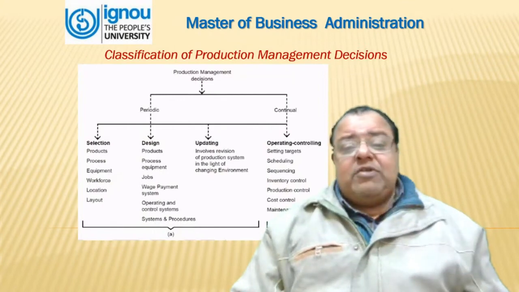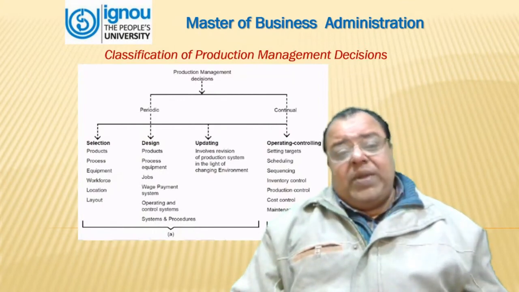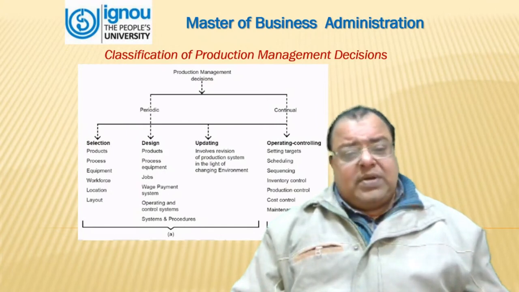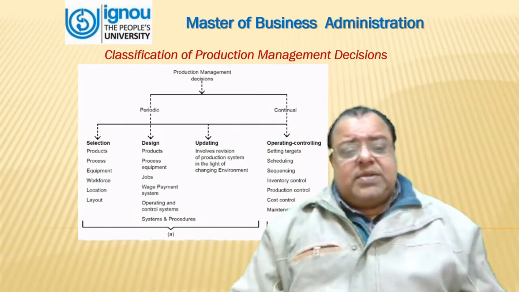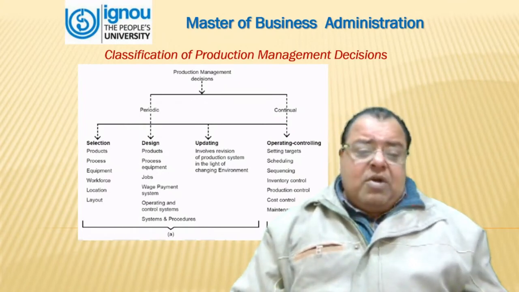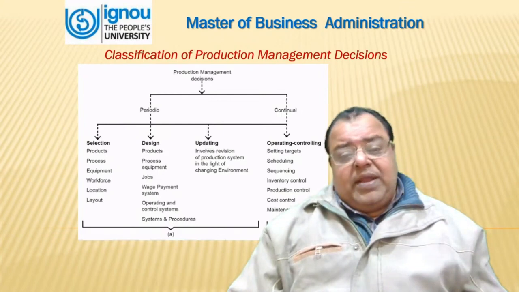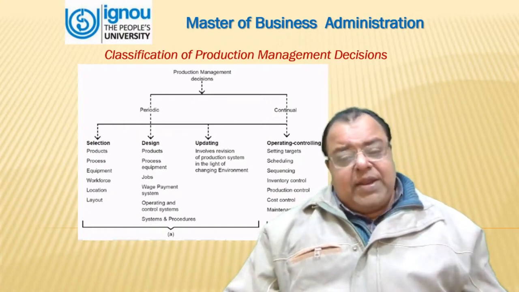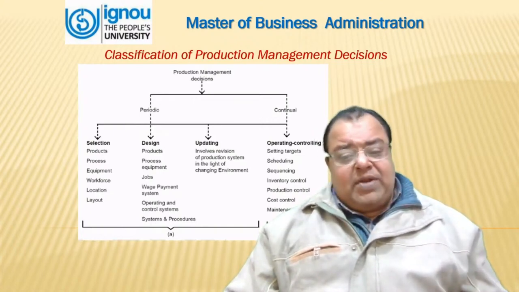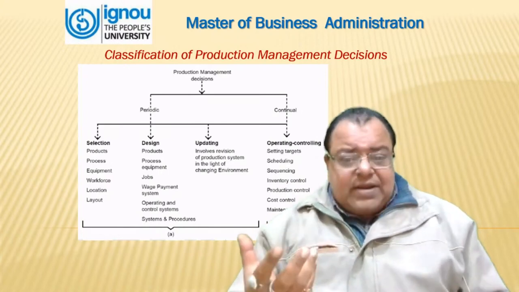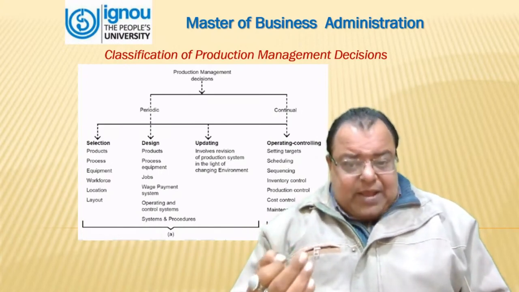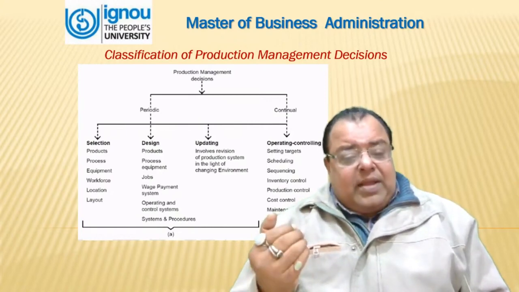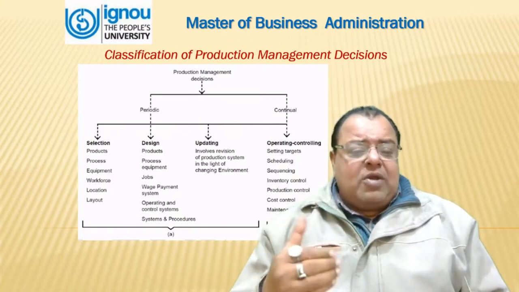Now, classification of production management decisions. We can see over here, it is basically divided into two parts. First one is periodic and the second one is continuous. If we talk about periodic, it is basically a combination of four subsystems: selection, design, updating, and operating and controlling. And you can see that dotted arrows or dotted lines are shown. This is because it's all interrelated.